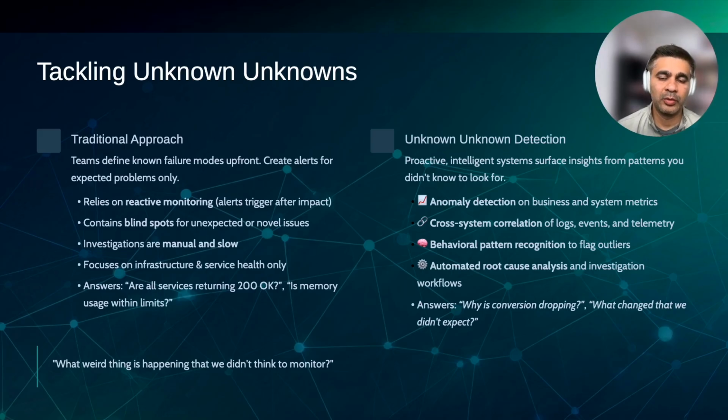This brings us to one of the most challenging aspects of commerce observability, which is dealing with unknown unknowns. These are problems you don't even know to look for. Let me contrast that with two approaches. The traditional approach is reactive. Teams define known failure modes upfront and create alerts for expected problems. This relies on reactive monitoring, with alerts triggering after impact. It will contain blind spots for unexpected or novel issues.